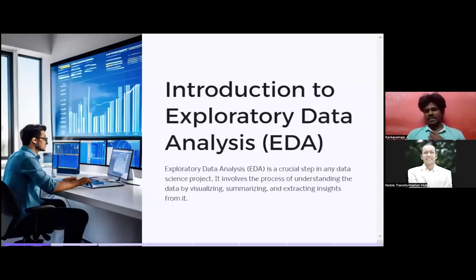Today we're gonna see introduction to exploratory data analysis, that is EDA. EDA is a crucial step in any data science project. It involves a process of understanding the data by visualizing, summarizing, and extracting insight from it. The major thing of EDA is that you need to have a clear-cut understanding of the data given to you. For example, if the data is image data from the medical field, you need to visualize which part of the scan we are having, whether it is an MRI or a scan, lungs, heart, those things.